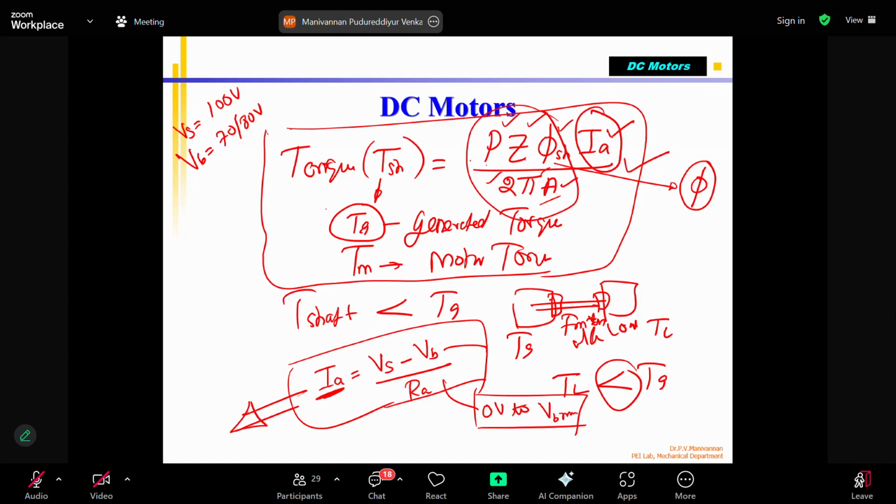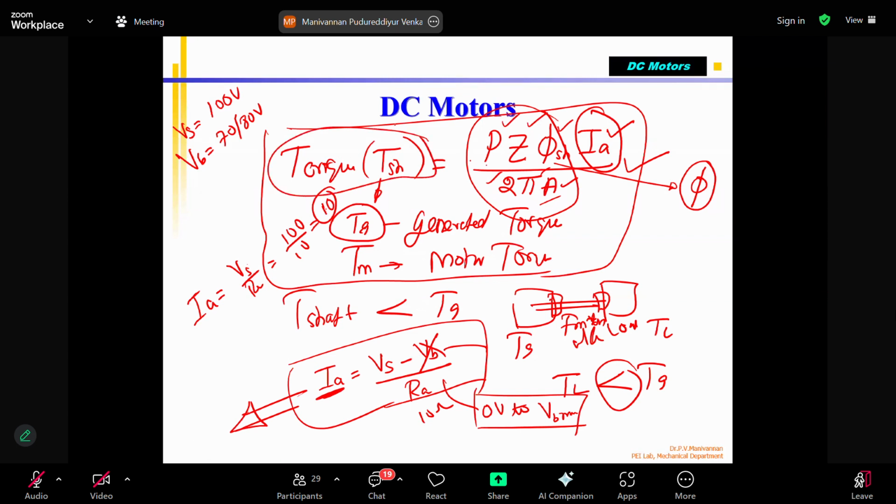IA is varying, but if VB is not there, what will happen? IA will also be constant. You give a supply voltage of 100 volts divided by RA, say 10 ohms. That is 100 divided by 10. So 10 amps current will be going, just like the field coil. So then the torque produced is fixed.